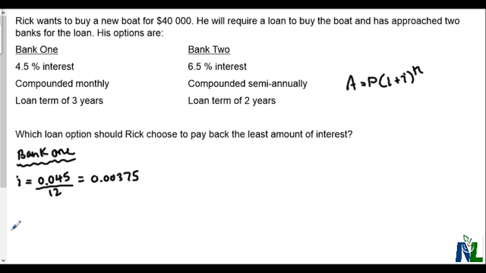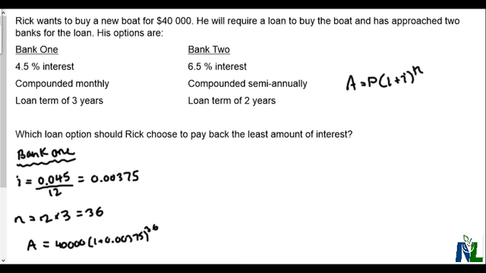I'm also going to need the N, or the number of compounding periods. So this loan is over 3 years. It's compounded monthly. So I have 12 times 3, so I have 36 compounding periods for Bank 1. So A is $40,000 times 1 plus 0.00375 to the 36.